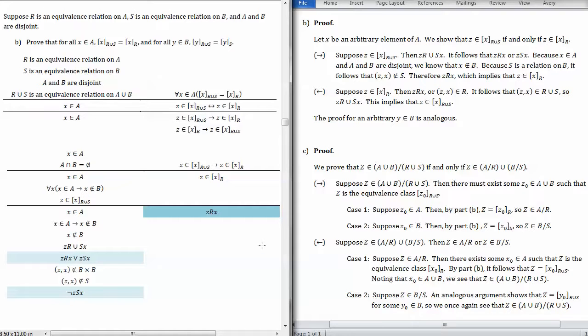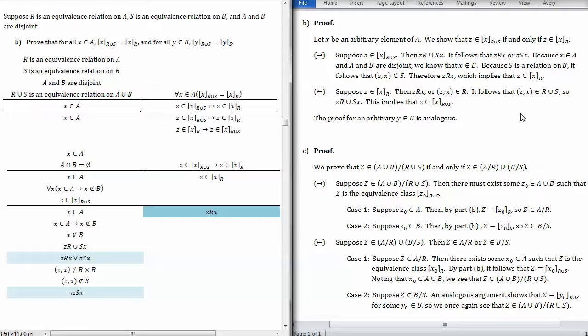Good. Now you may decide you don't like this notation where we put the relation name in between the two elements, and that's fine. You can just stick to the ordered pair notation if you prefer that. All right, so in our proof here, we are letting x be an arbitrary element of A and letting z be arbitrary, of course. We're going to show this if and only if that. So what we just did is this forward direction here. We proved that z is in x bracket R.